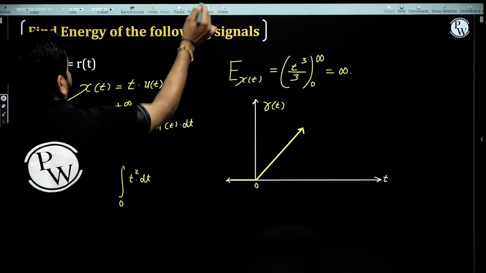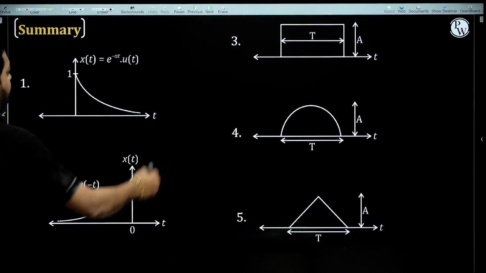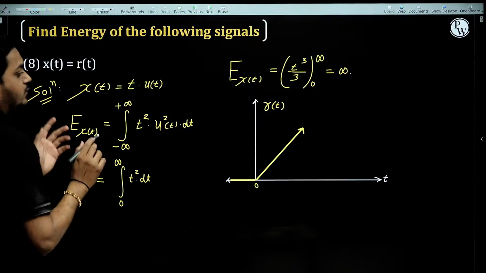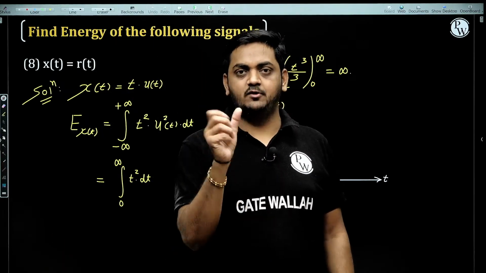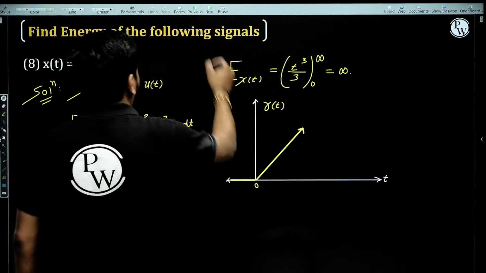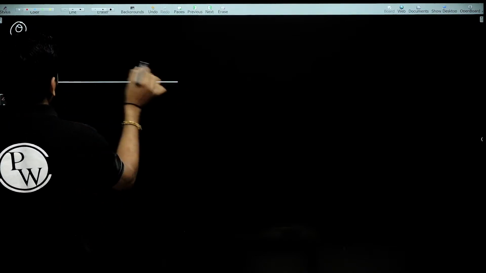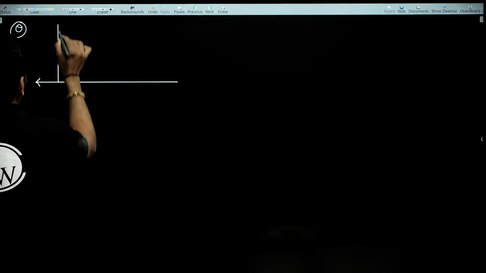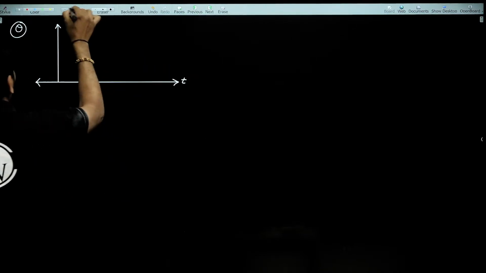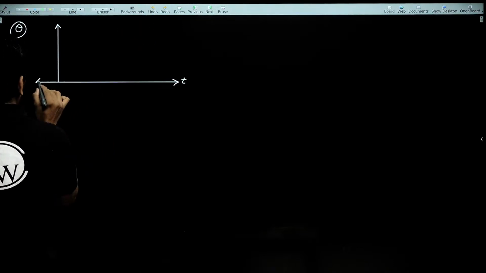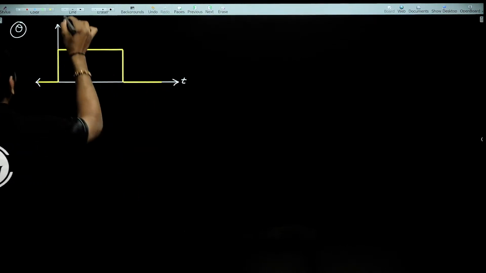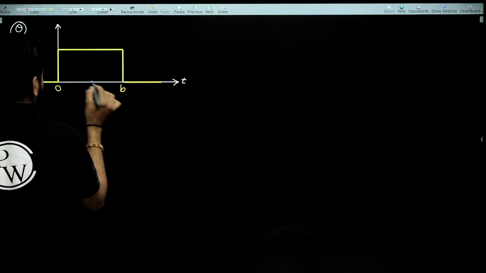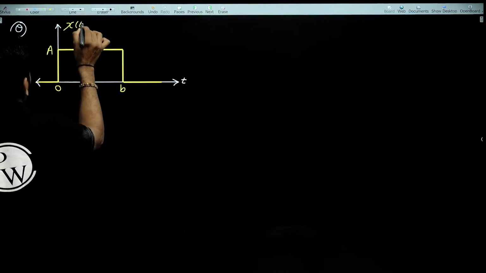Clear? Okay. Now let us find the energy of a finite duration signal, like a rectangle pulse, triangle pulse, or half sinusoidal waveform. Suppose a rectangle pulse is given, from 0 to B, with amplitude A, a general x of t signal.